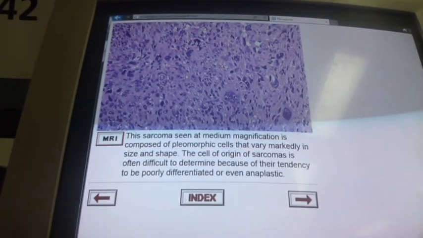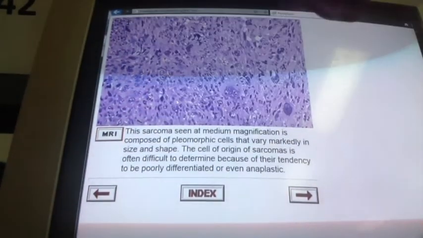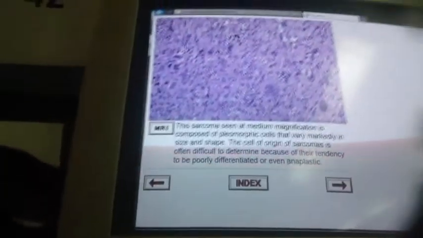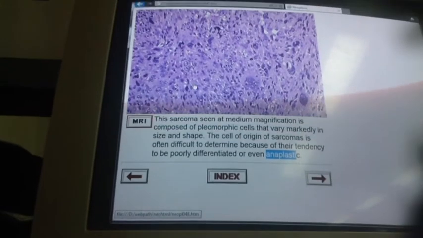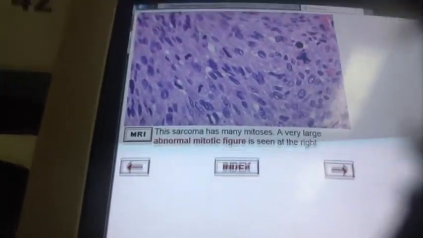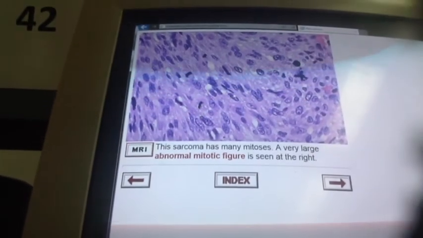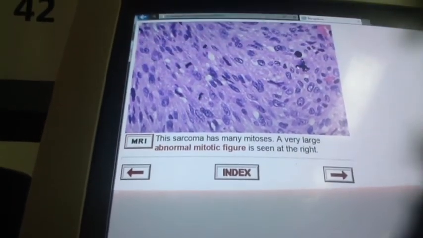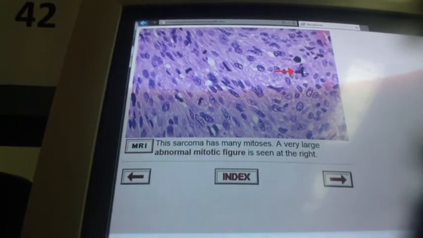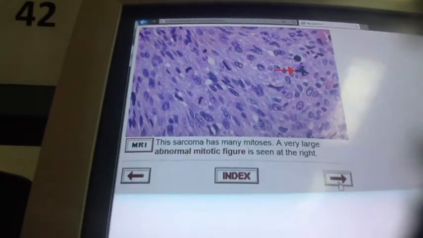And this type of tumor in this example is actually poorly differentiated, and as we said, the poorly differentiated tumor is called anaplastic. Here's a higher magnification to highlight the mitotic figures. Here we have an increase in mitosis, and one of the mitoses is actually abnormal in shape because it's tripolar. So this is the abnormal mitotic figure, which always indicates malignancy.